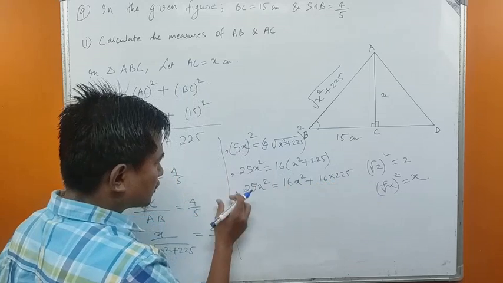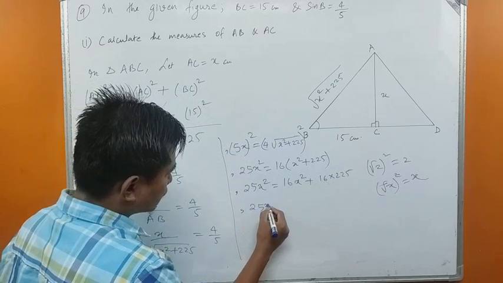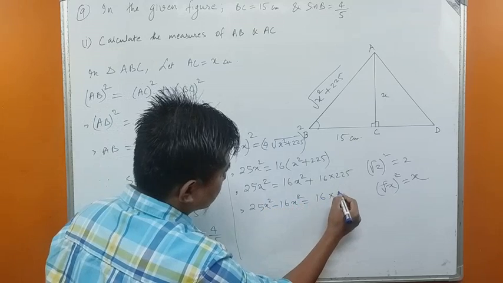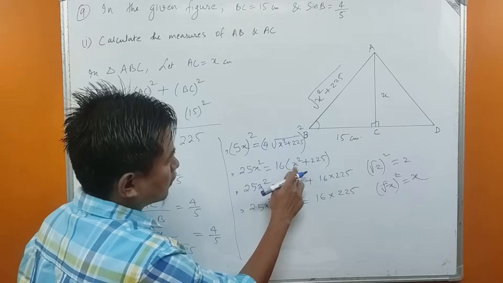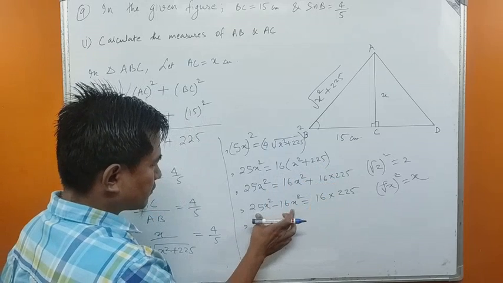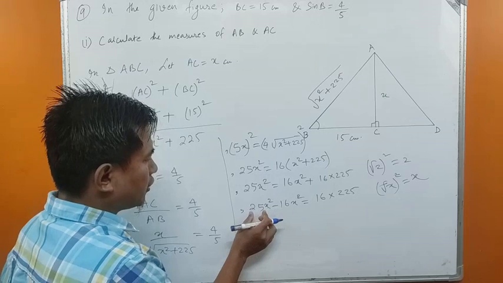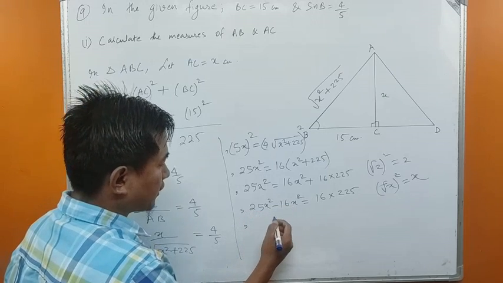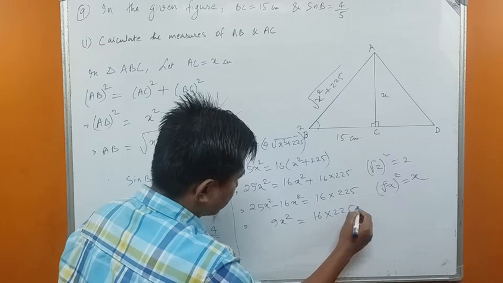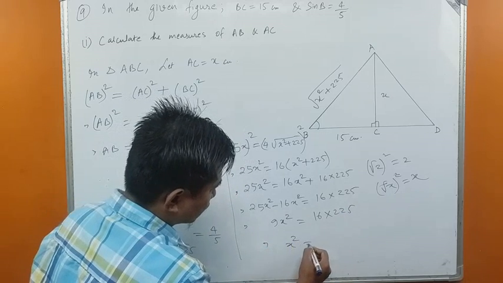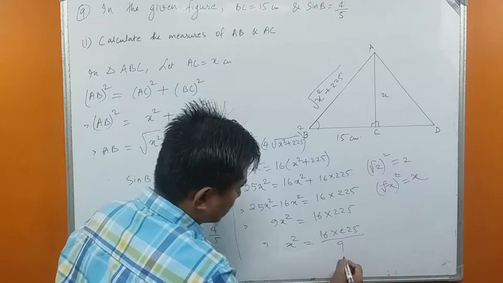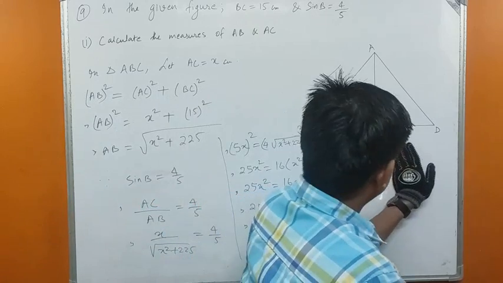Or let us bring this 16x square to the left hand side, 25x square minus 16x square equals 16 into 25. 16 into x square is 16x square, 16 into 25 is 16 25, okay? Or let me subtract this because this is positive and this is negative. 25x square minus 16x square is 9x square equals 16 into 25, or x square equals 16 into 25 upon this 9 goes to the denominator, isn't it? Let me continue here.